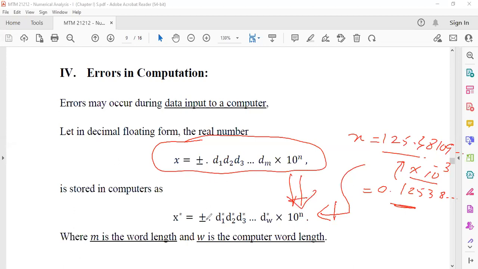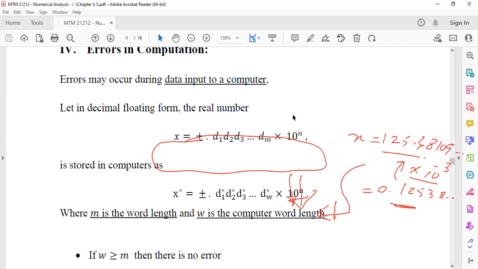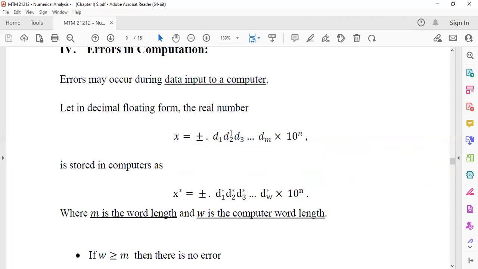For example, we use the computerized form for x star. So x is our true value. This is the thing the computer is accepting. So you see the differences here.